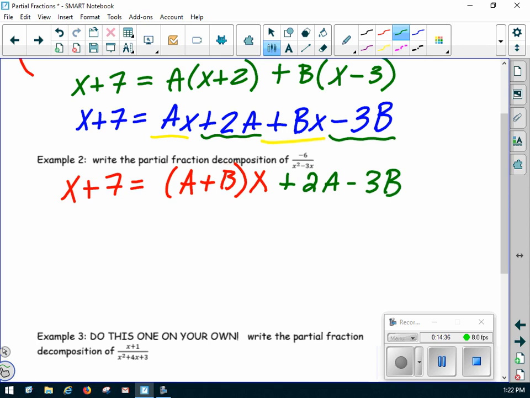Now, don't forget how to do this. Look on the left side. What's the coefficient of x? 1. Look on the right side. What's the coefficient of x? So 1 has to equal a plus b. Question. You bet.